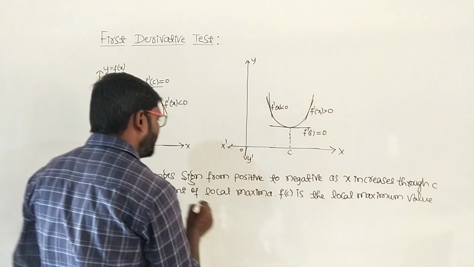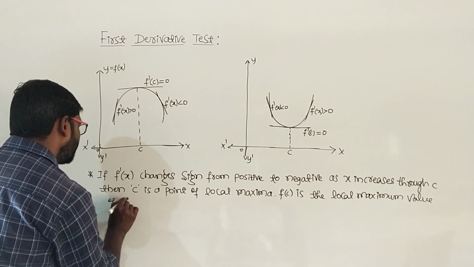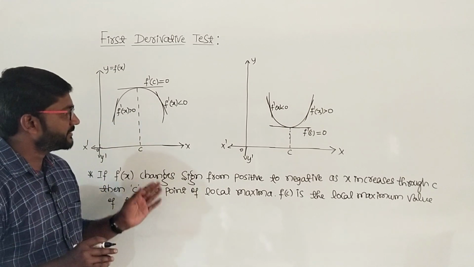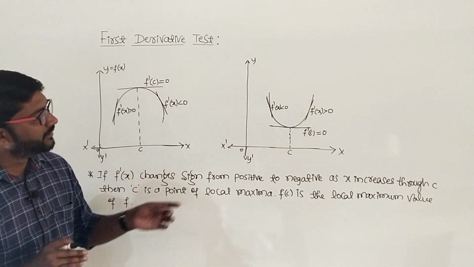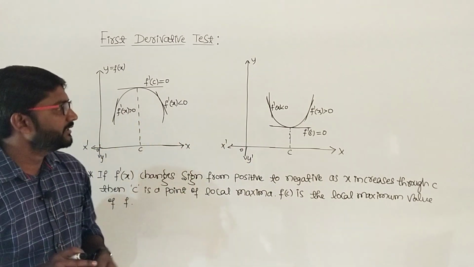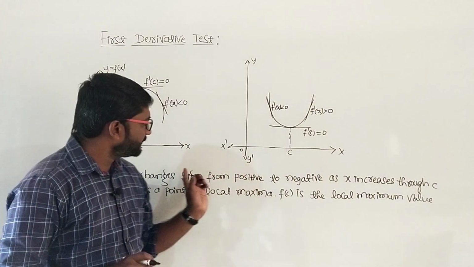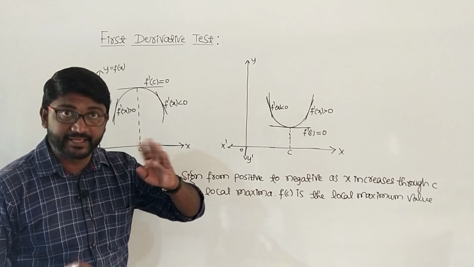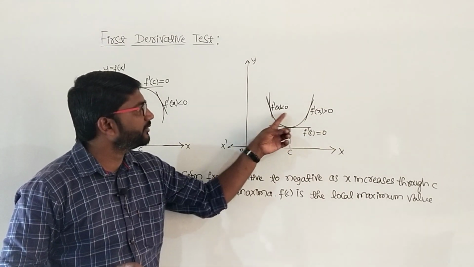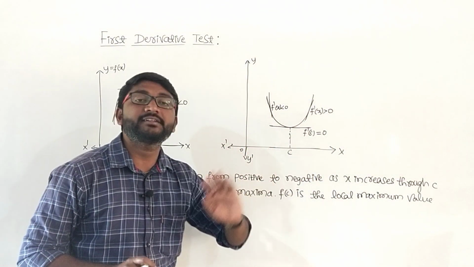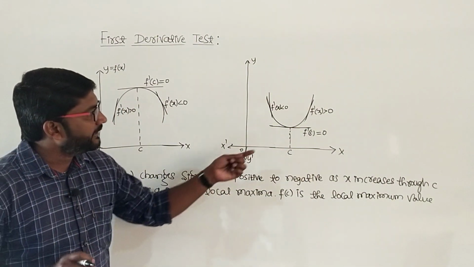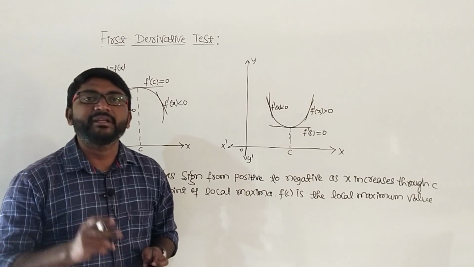Local maximum value of f, the function. So this is the first point of the first derivative test. Now we will have to write the second point regarding the local minima. Here, as f dash of x changes sign from negative to positive as x increases through c, then that point is going to be a point of local minima, and f of c will be the local minimum value.